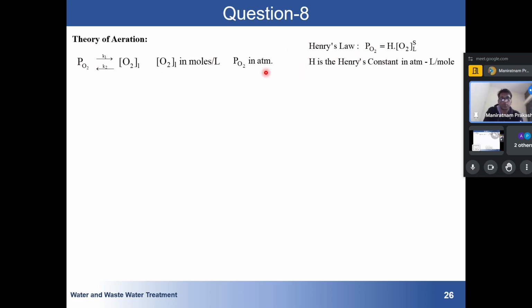You must have already heard about this Henry constant, Henry's law. There is oxygen in the atmosphere, and it will go into the liquid phase only if sufficient pressure is given. If sufficient partial pressure is there, any gas will dissolve in that liquid. This is the general concept of Henry's law, and here we also use the concept of Henry constant.